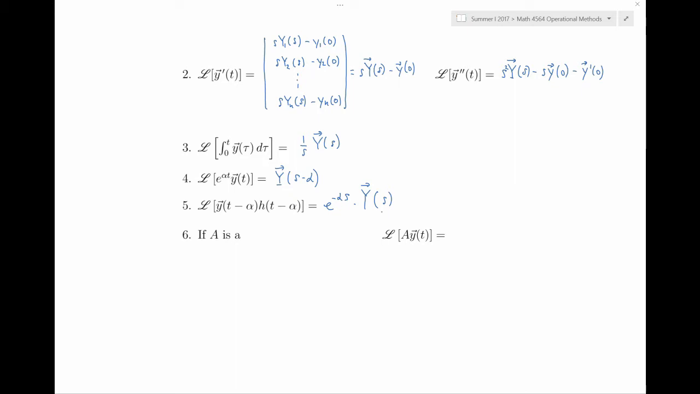One thing that is characteristic for multidimensional vectors is that there are matrices that the vectors can be multiplied by. So if A is a constant matrix, then the Laplace transform of A y is going to be A times the Laplace transform of y. This is hardly surprising, as the Laplace transform is linear, and the multiplication by a matrix is a linear operation.